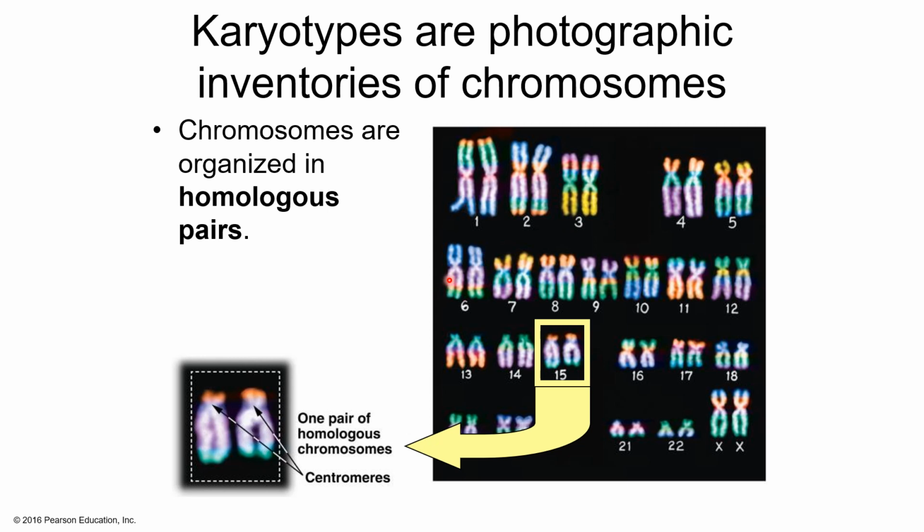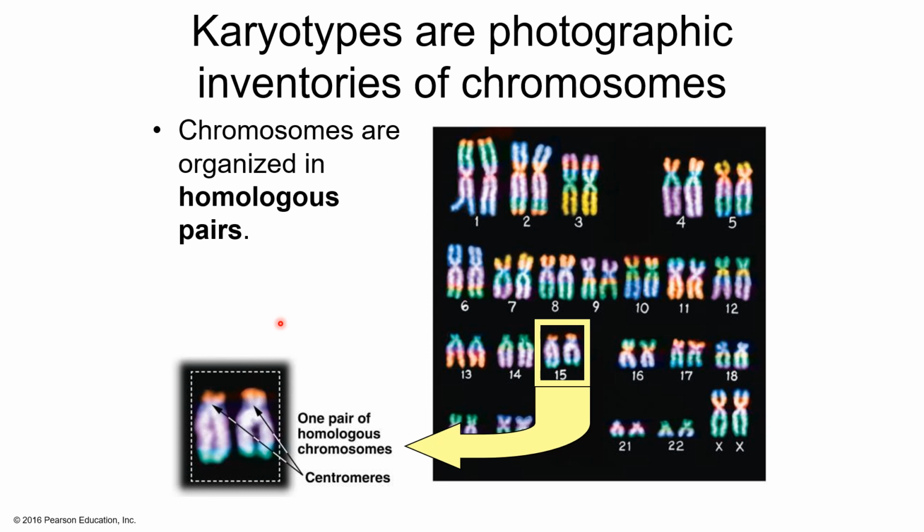And the centromere location is also a difference. So sometimes the centromeres are right in the middle of the chromosomes. Sometimes those centromeres are near the top. So that's again another difference that we can tell.